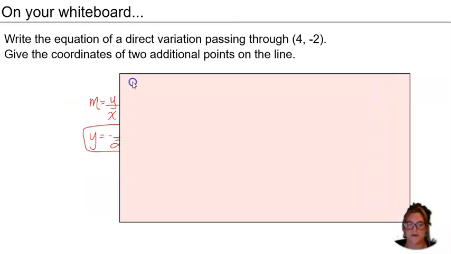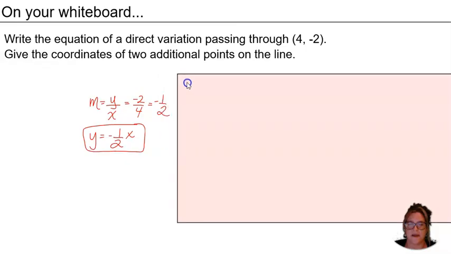Okay, so let's start with the equation of the line. So this is my point, x comma y. I divide the y by the x to find the slope of that line. Since it is a direct variation, we call that slope the constant of variation. We take the y over x, which is -2 divided by +4, and -2/4 reduces to -1/2. So the direct variation equation is y equals -1/2 x.